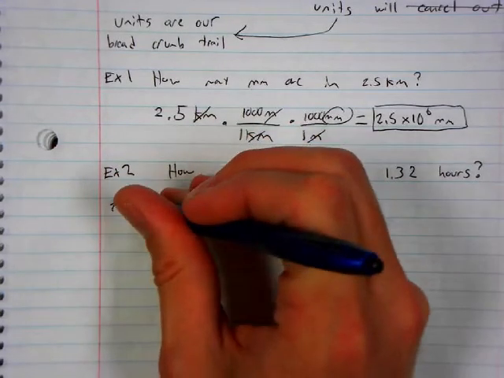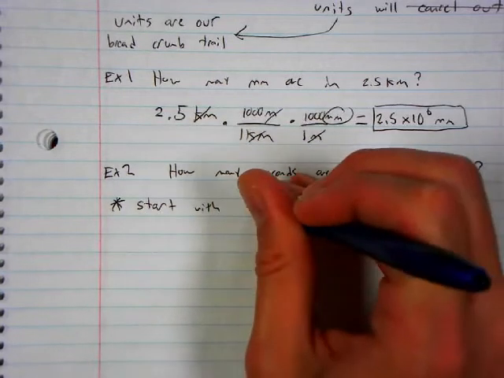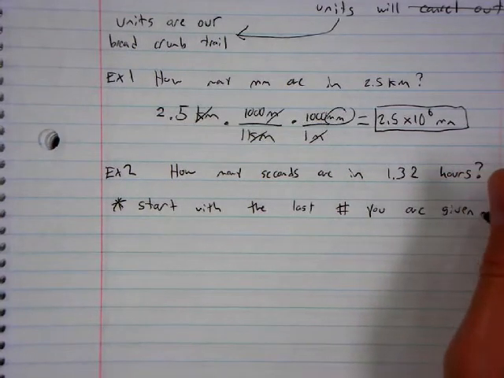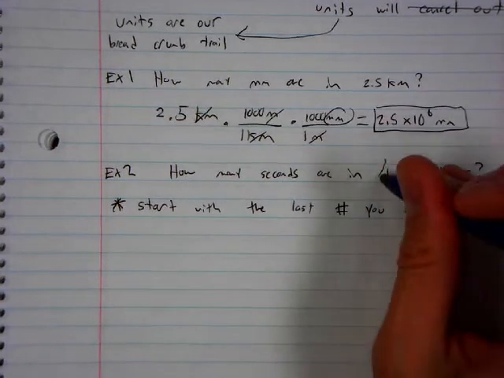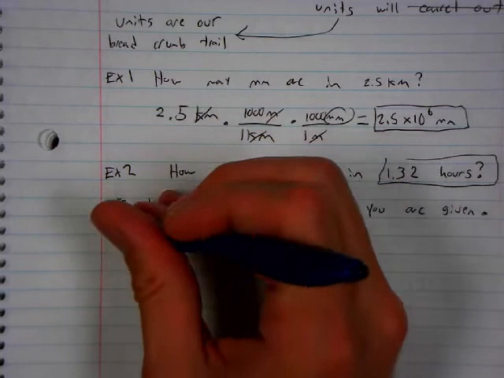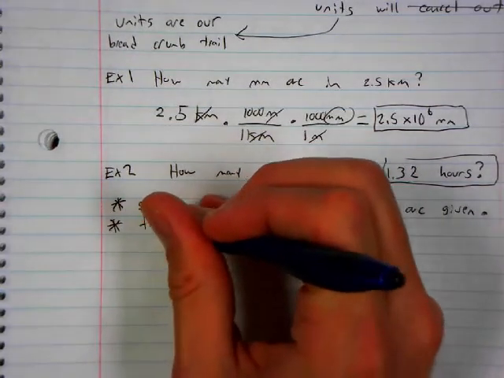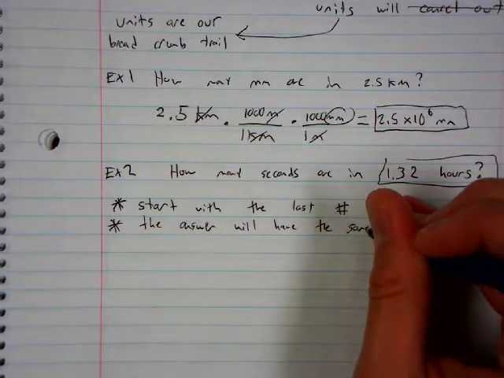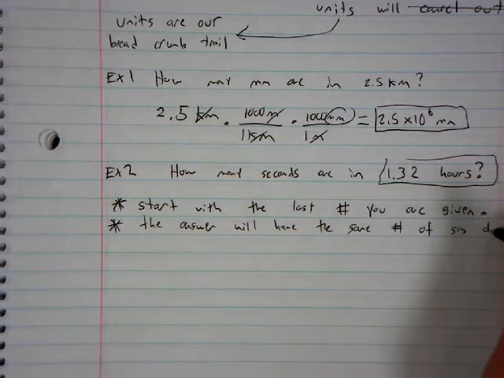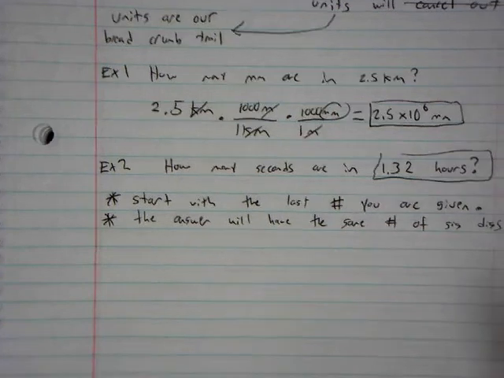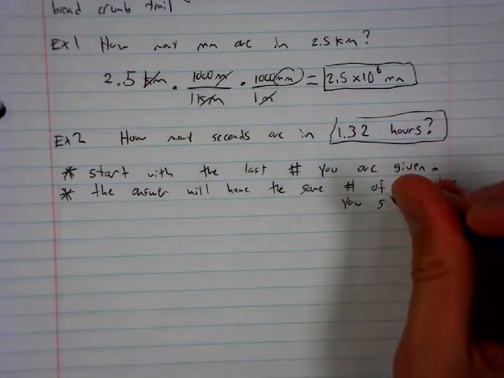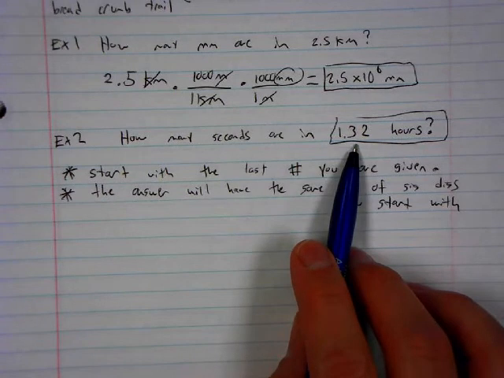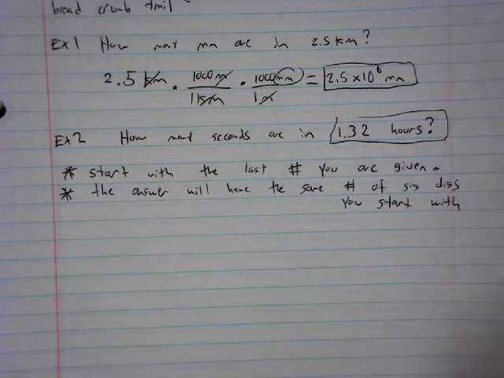So let's do asterisk 1. I usually like to say start with the last number you are given. I would say 9 out of 10 times this works. So the last number I'm given is 1.32 hours. The next thing is the answer will have the same number of sig digs you start with. So on this question, I already know my answer is going to have 3 sig digs because this is what I measured. Sig digs are all about measuring something.